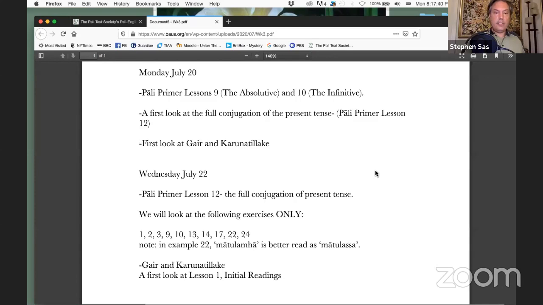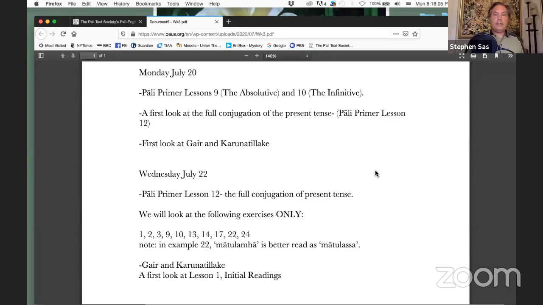We'll be doing the exercises in Pali Primer lesson 12. I should mention that we are doing only a very select and specific number. They are listed here in my file, so please, those are the ones to do. And I've given a word variation for one of them. You can find it there.